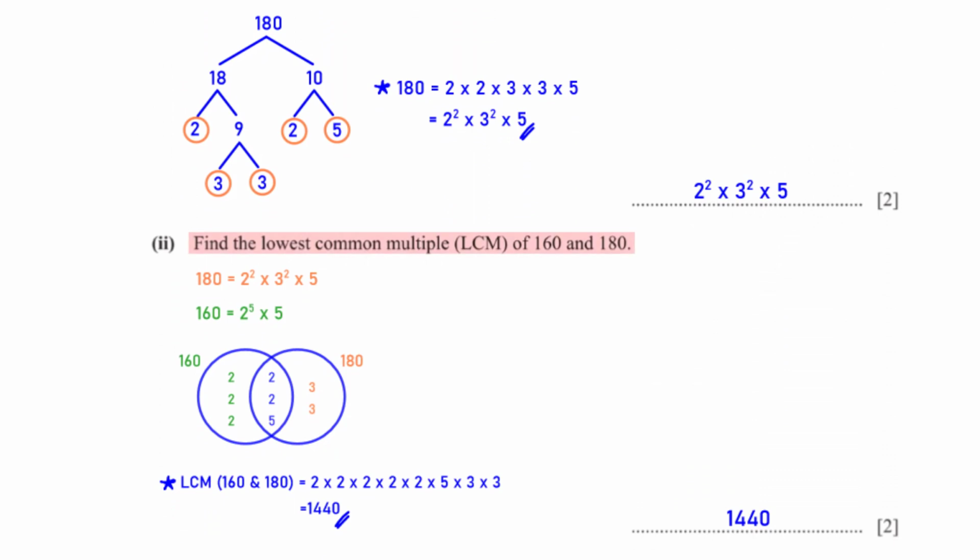Find the lowest common multiple of 160 and 180. First, we write 180 and 160 as a product of their prime factors. Then we map their prime factors onto a Venn diagram. The product of the elements in the Venn diagram gives us the LCM. So the LCM of the two numbers is 2 times 2 times 2 times 2 times 2 times 5 times 3 times 3, which is equal to 1,440.